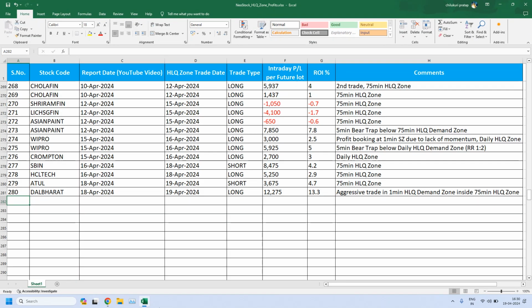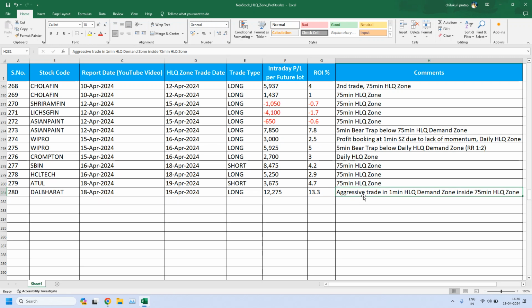you would have got a profit in Dalmia Bharat of 12,275 rupees, which is 13.3% return on the investment as per one futures margin cost. And what kind of trade is it? It is an aggressive trade. This is not a fine-tuned trade. This is an aggressive trade.